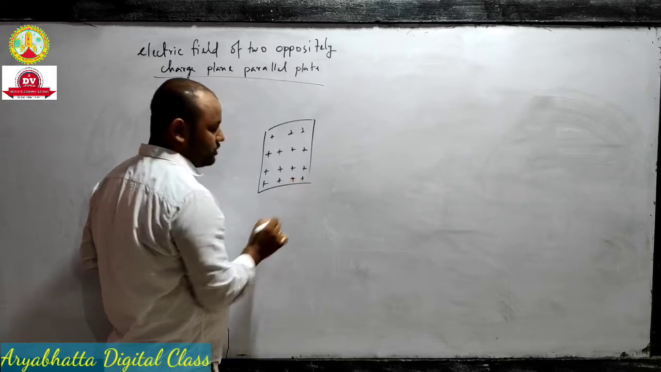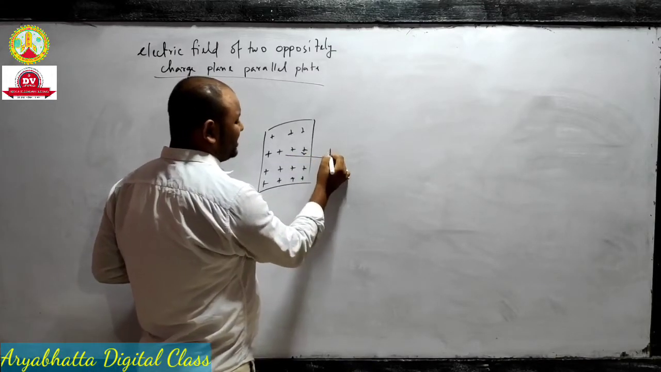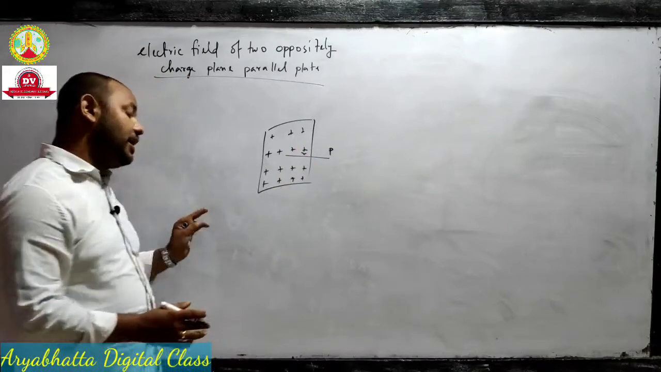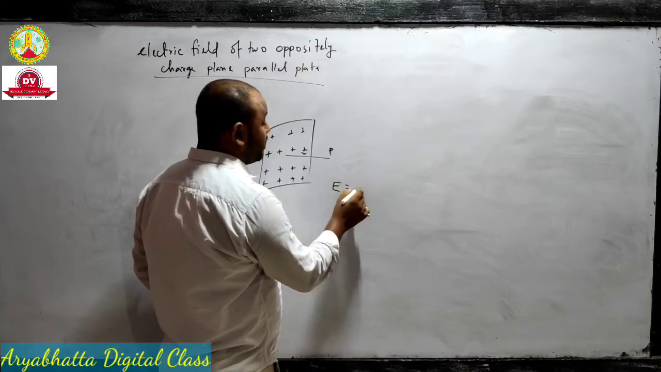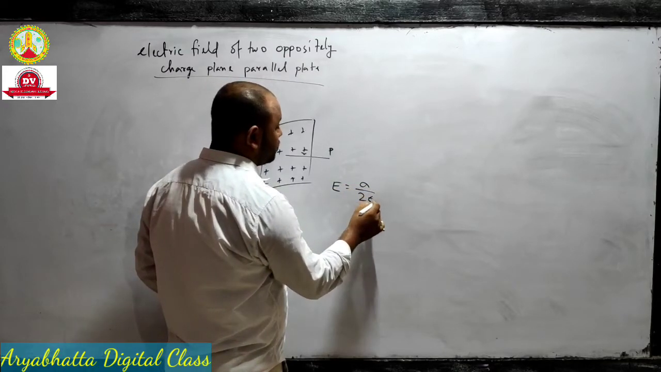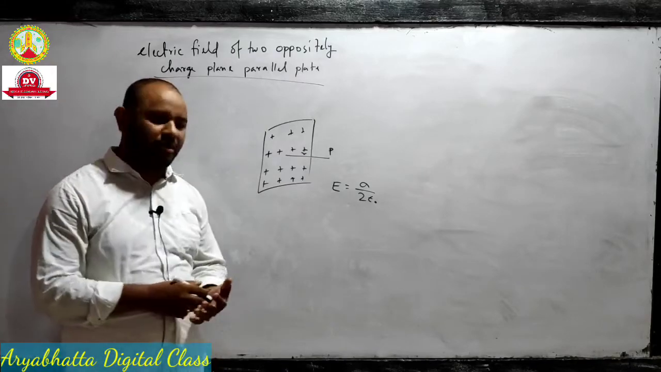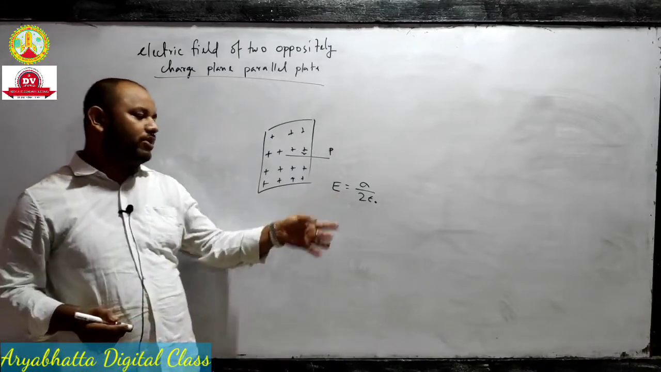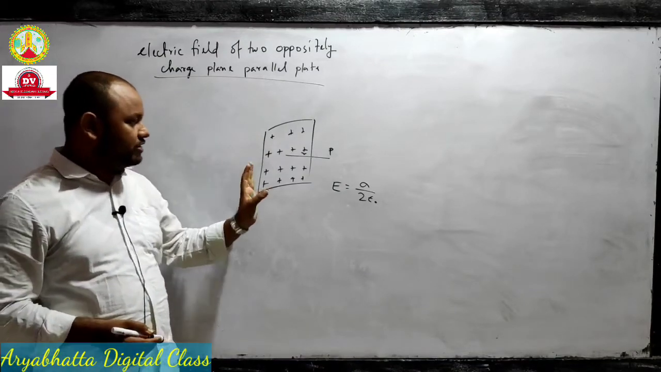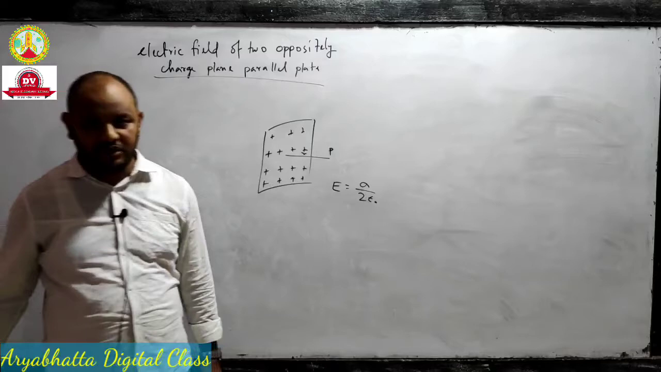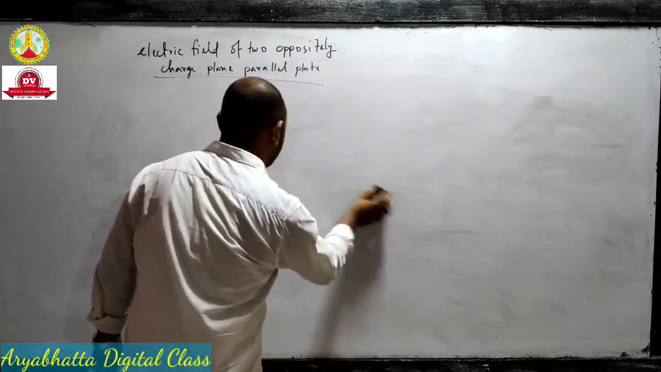Then the electric field at a distance r, suppose P is any point at a distance r, the magnitude of the electric field at point P is equal to sigma by twice epsilon naught. Here sigma is the charge per unit area. So this is the value of the electric field due to an infinite, uniformly charged plane sheet.